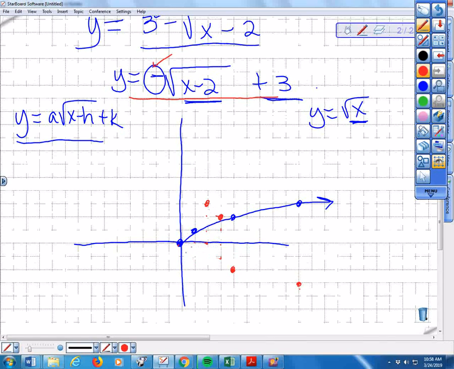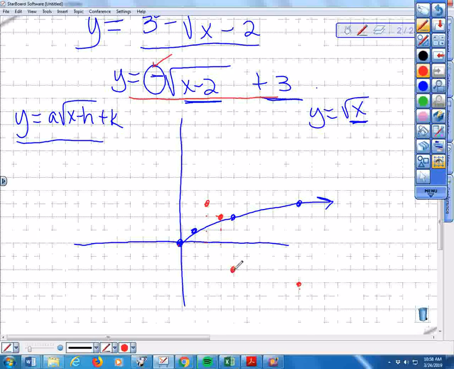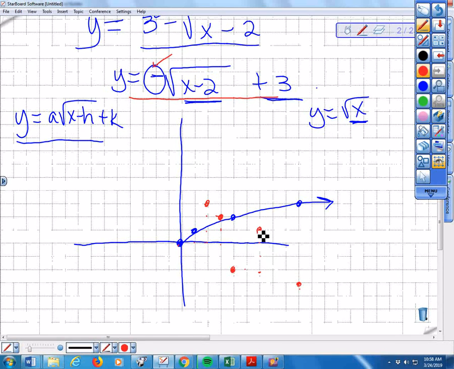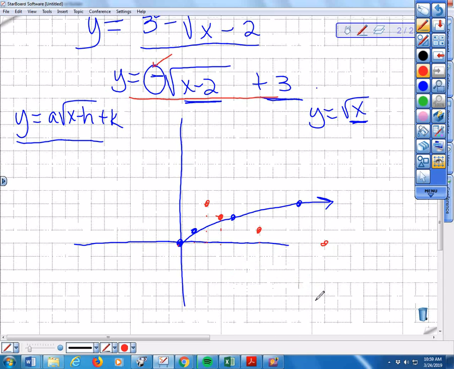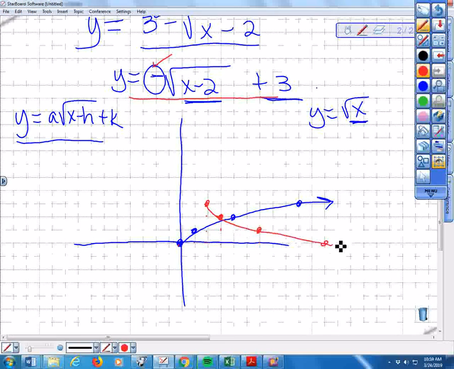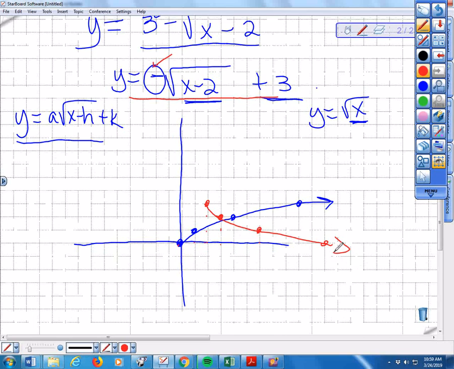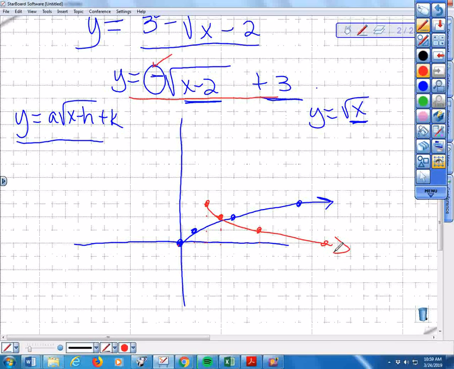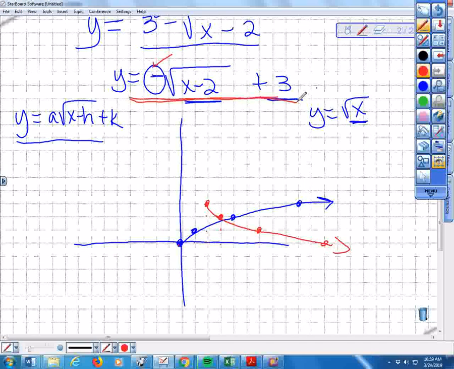I'm going to get rid of that point so I'm not confusing myself. This point is going to go right 2, up 3. And then this point, right 2, up 3. And get rid of those. So now I have it flipped upside down and shifted right 2 and up 3. Okay, so this red one represents the graph y equals negative square root of x minus 2 plus 3.